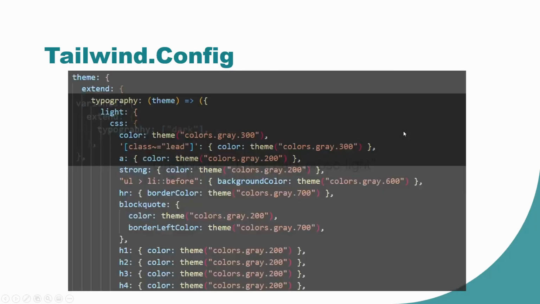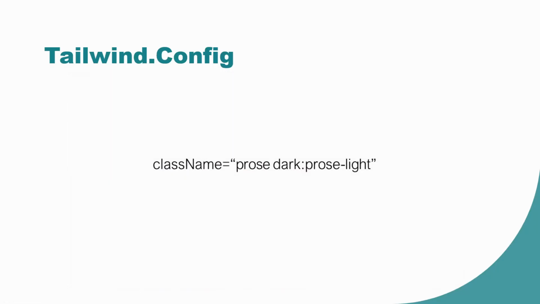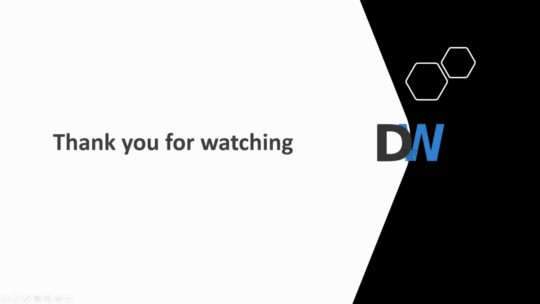Once this is done, you can use class names like this. So by default, you have the prose. Prose is the dark colored typography. And that's how you can set up dark mode in your Tailwind React application.